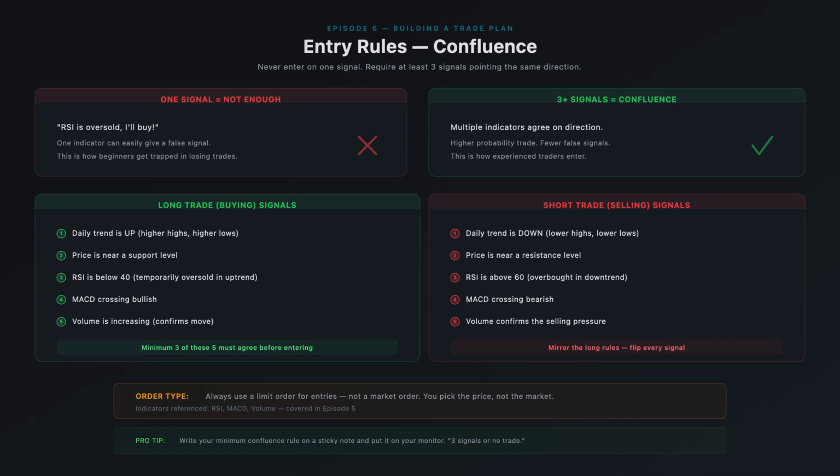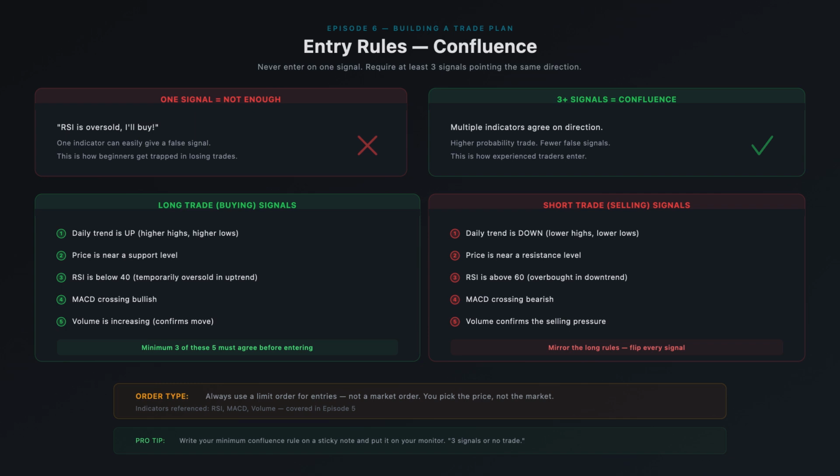Here's what confluence looks like for a long trade, meaning you're buying. The daily trend is up. Price is near a support level. RSI is below 40, showing the market is temporarily oversold within an uptrend. MACD is crossing bullish. And volume is picking up. That's 4 or 5 signals all saying the same thing. Now you have a reason to enter.